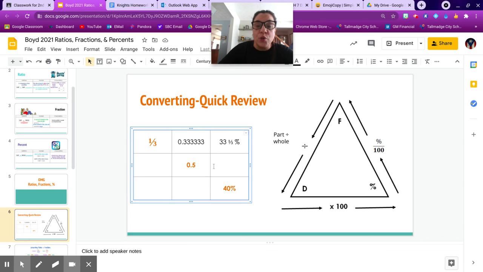All right, let's try the next one. The next one, we're starting with a decimal, and they want us to turn it into a percent, and then they want us to turn it into a fraction.